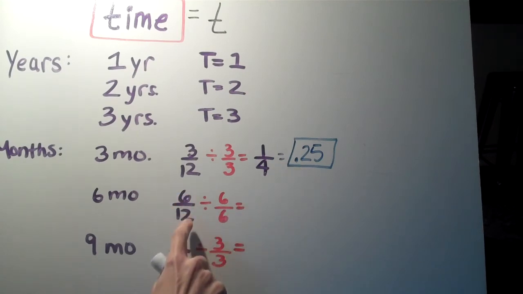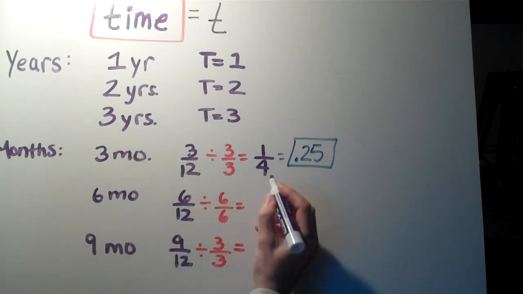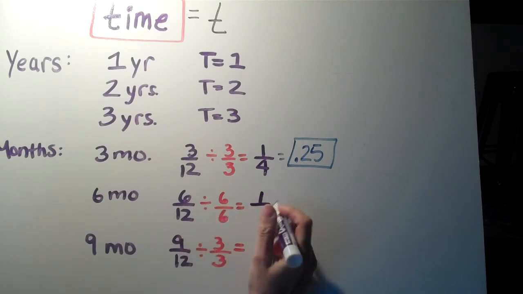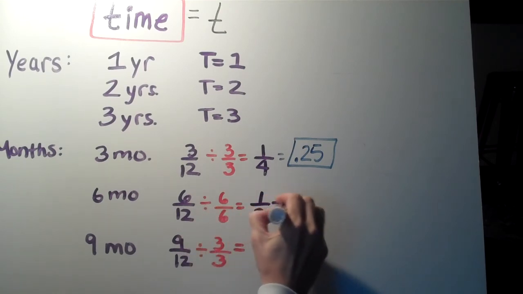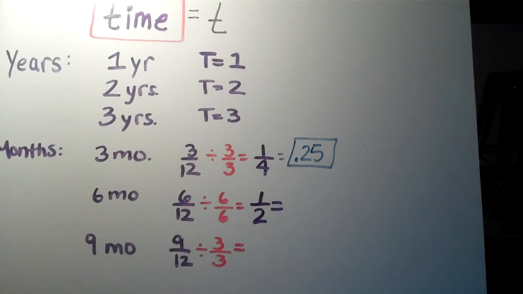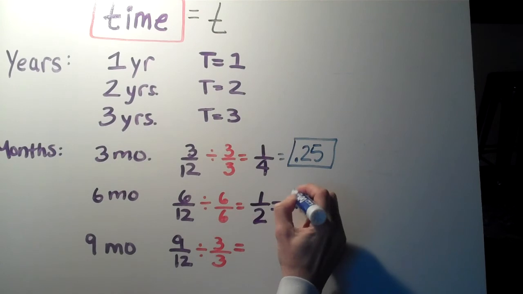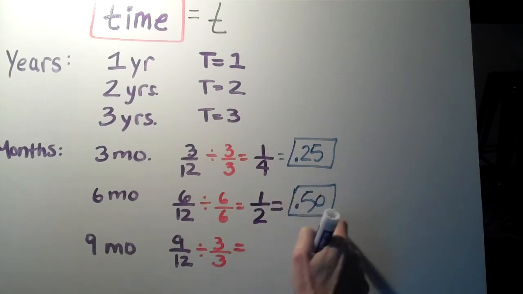And if we have 6 over 12, we can reduce that by dividing by 6 over 6. Well, what do we get there? 6 divided by 6 is 1. 12 divided by 6 is 2. Now we have 1/2. Well, what's 1/2 of a dollar? That's just 50 cents. So you can write that like that. So that would be our time.